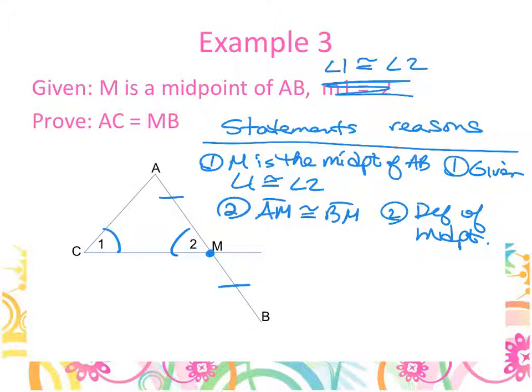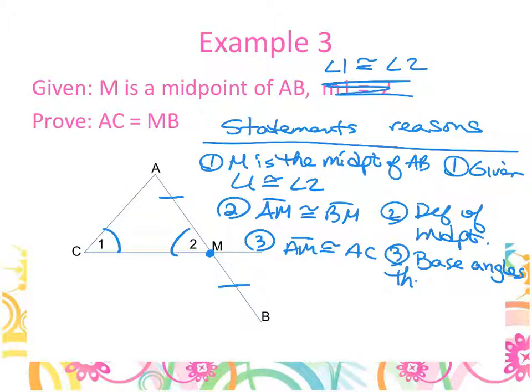Now, the next statement that I'm going to say, I could have put that as 2. So really I could flip-flop 2 and 3. So 3, I'm going to use my base angles converse theorem again. So notice 1 and 2 are base angles of my triangle. So then I can now say that AM is congruent to AC. And this is the base angles theorem converse.